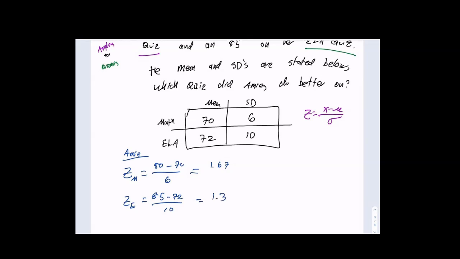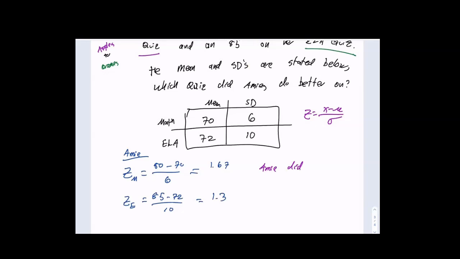Oh, about 1.3. It's 13 divided by 10. All right. Yeah, we have to use the right mean and standard deviation, because some people, and that happens a lot, use the 70 for both of them and stuff like that. All right, so which one did she do better on?